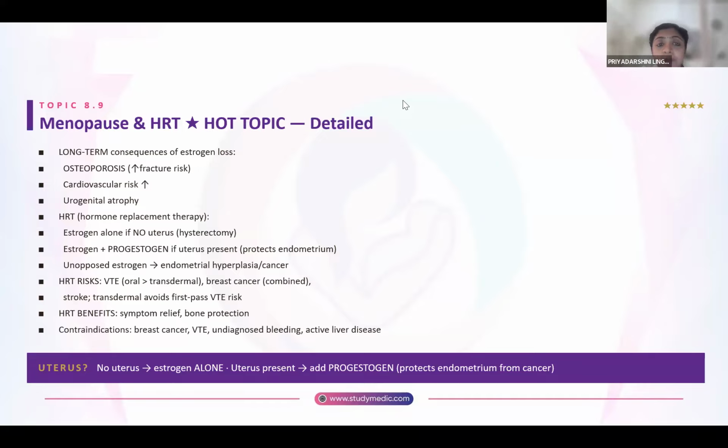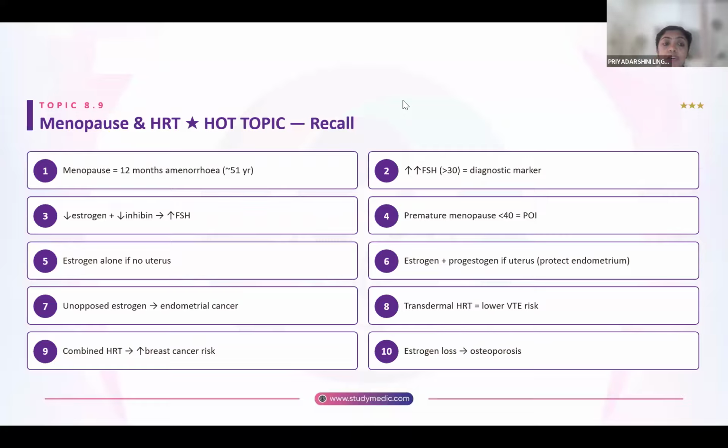So let's look into the common questions that you can expect here. First thing is diagnosis of menopause. It's 12 months of amenorrhea. Average age is 51. FSH level more than 30 is your diagnostic marker for menopause. Now, what are the key pathological features you see here? Estrogen is less, inhibin is less, FSH is more. Why is FSH more? Because of the loss of negative feedback of estrogen.